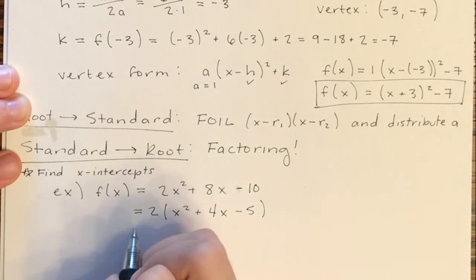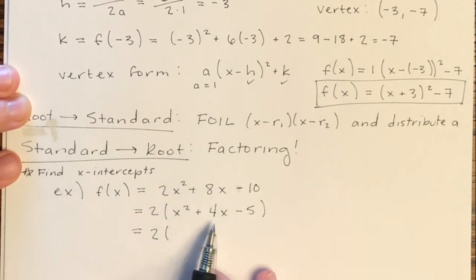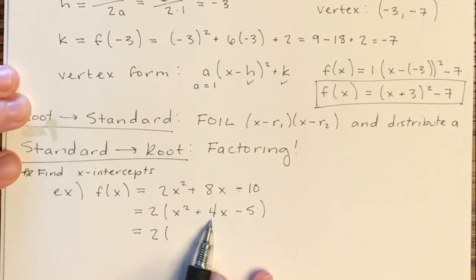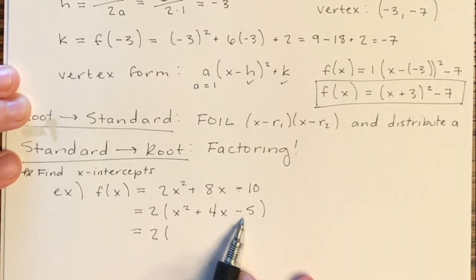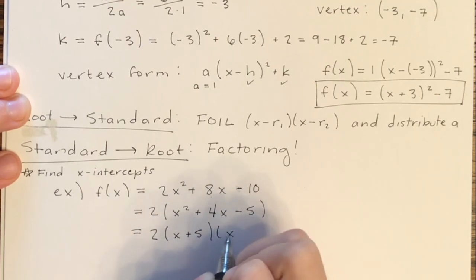We factor this either by using the grouping method or trying to think about what adds together to give me positive 4, multiplies to give me negative 5. Sounds like x plus 5, x minus 1.